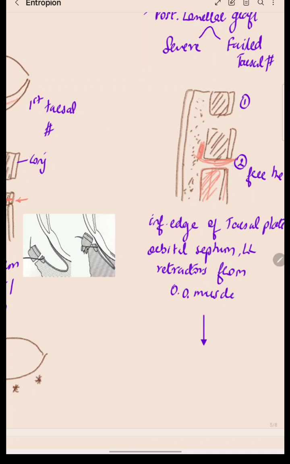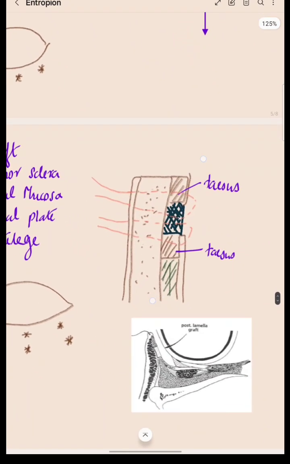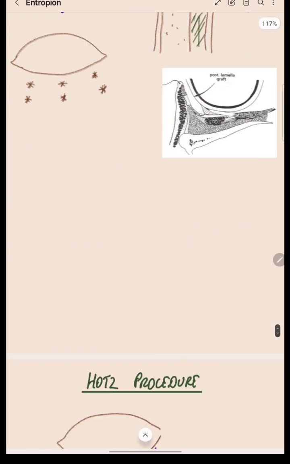Then insert the graft between the cut tarsal plate. The graft can be donor sclera, buccal mucosa, tarsal plate cartilage, or a transconjunctival composite graft, etc. Then secure the graft with 2 sutures. First, the upper edge of the graft to the cut upper tarsal. Second, the lower edge of the graft to the cut lower tarsal. That's it.